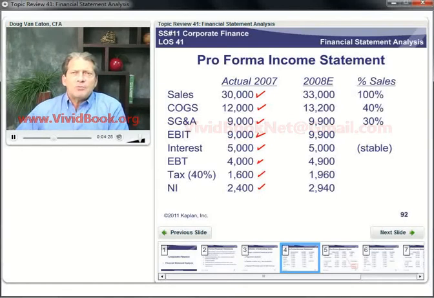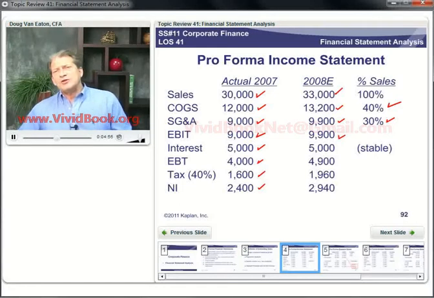So our percentage increase is 10%. So we increase sales. Well, if we assume that cost of goods sold is going to remain at 40% of sales, then it goes up 10% as well. And if we assume that our SG&A is going to remain at 30% of sales, then that increases 10% as well. Now we use those to calculate our EBIT. At first we're going to assume no additional debt, no less debt.